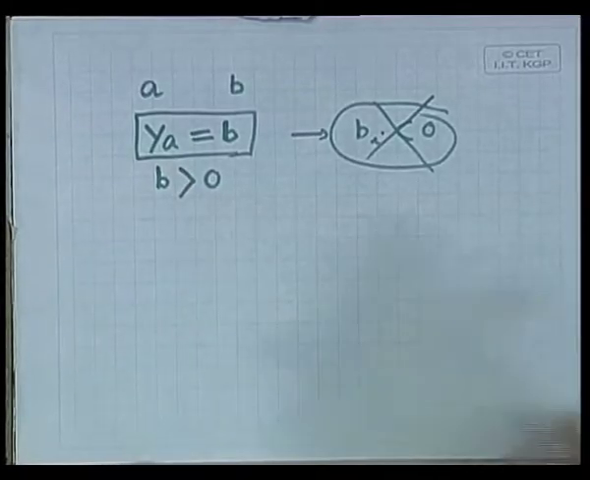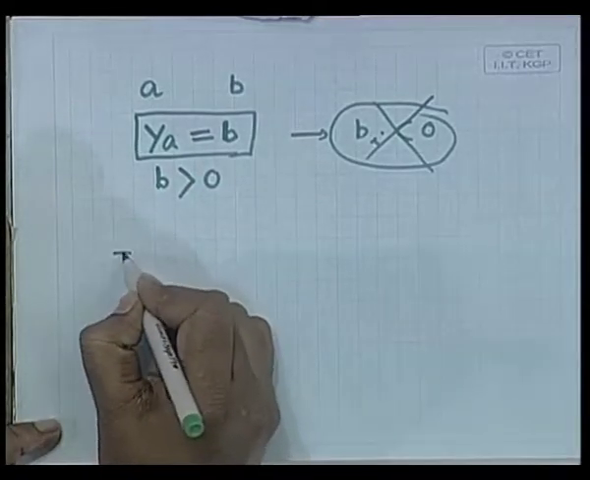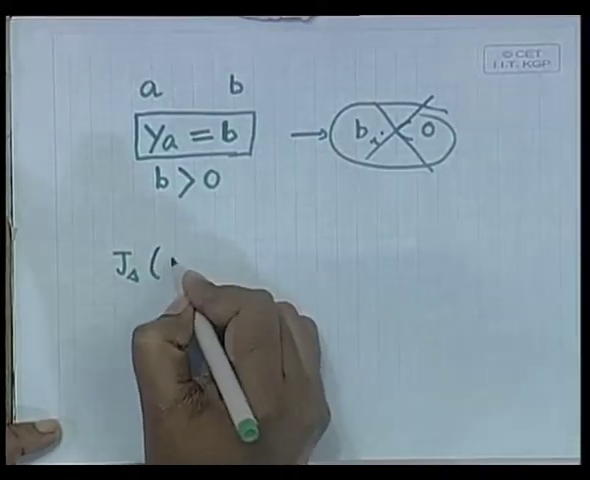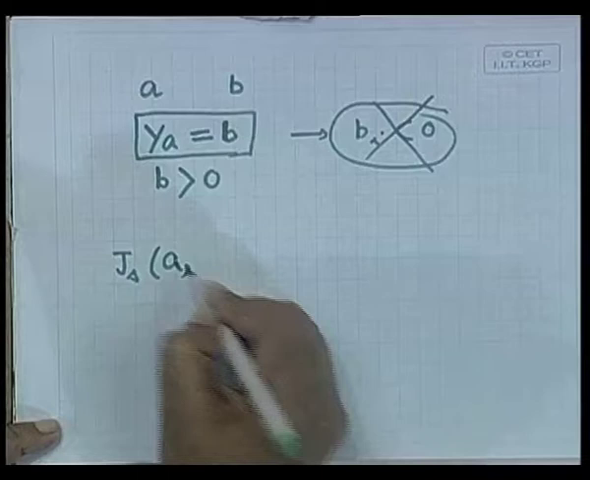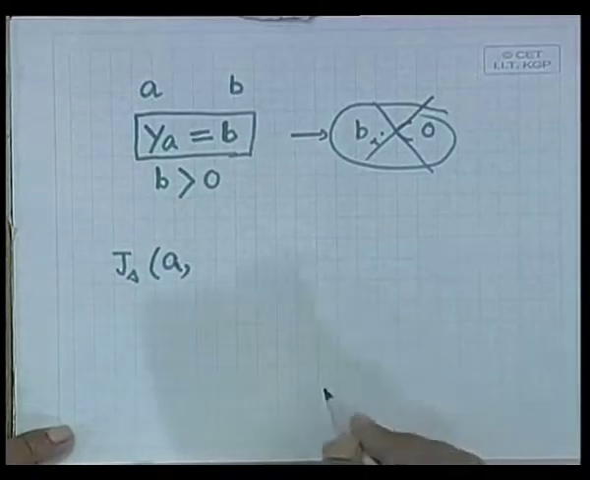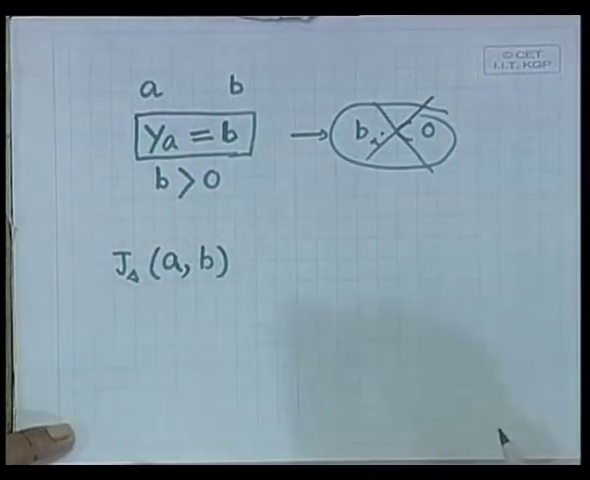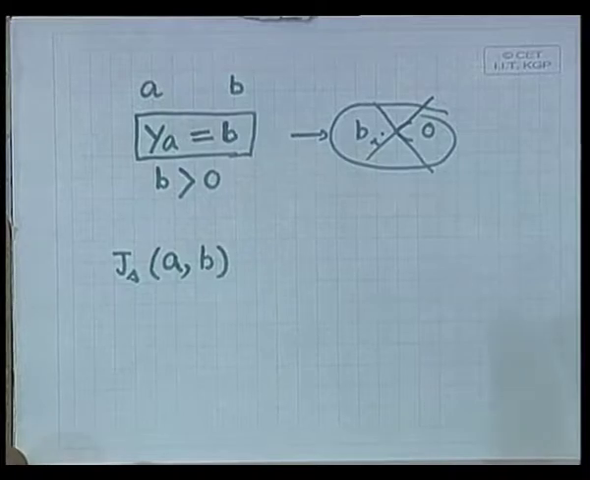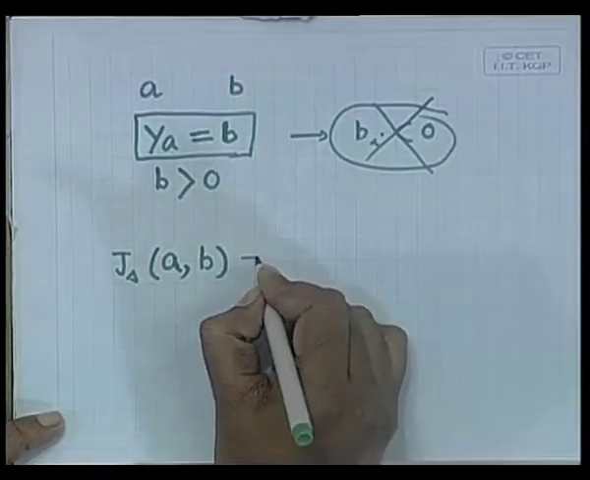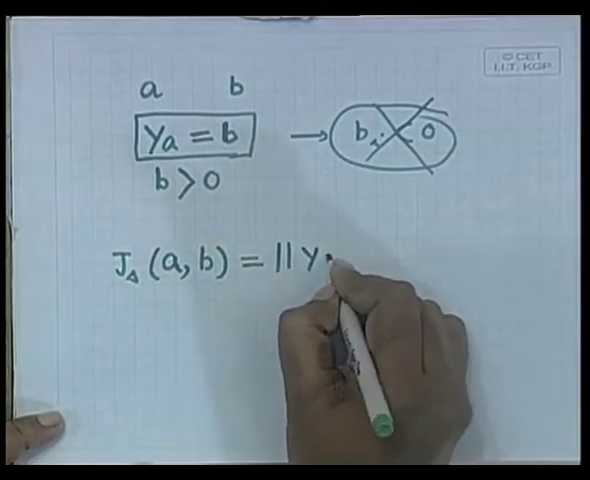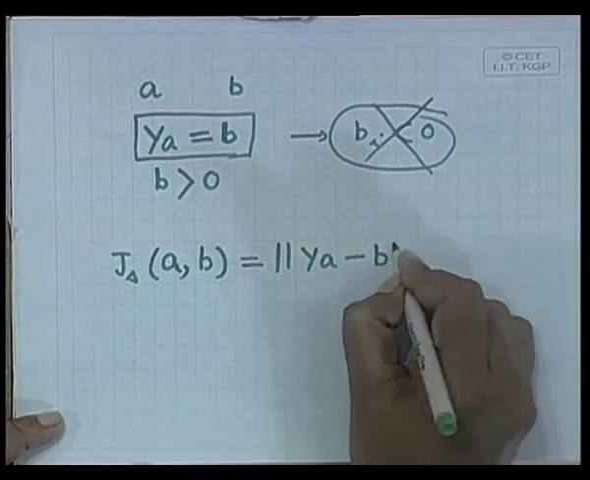So, when I do that, I will redefine my criteria function, that is J S. Earlier it was defined as a function of only A. Now, I have to define this as a function of both A and B, where A is the weight vector and B is the margin vector. However, the definition will remain the same, that J S of A, B is the norm of Y A minus B, squared.